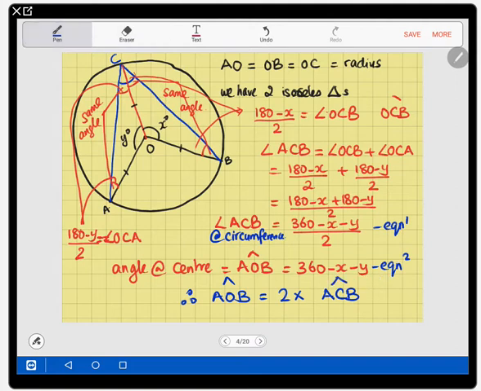Let me put it that way. Yes, here you go, guys. AOB is angle at center, and ACB is angle at circumference. Here we go. I've just proven to you that the angle at the center is always twice the angle at the circumference. Cool. Let's move on to the next now.